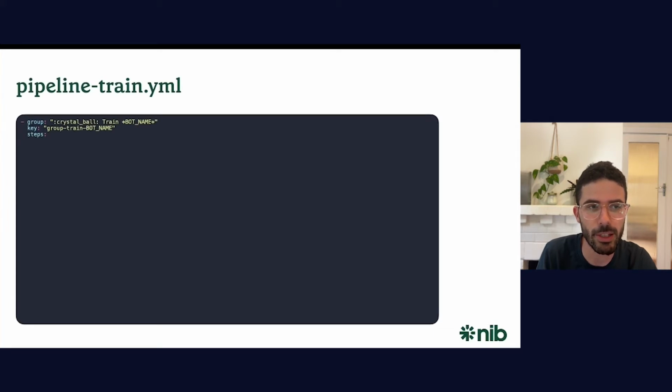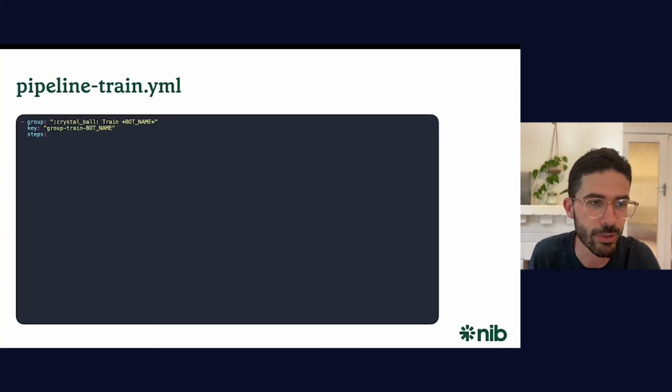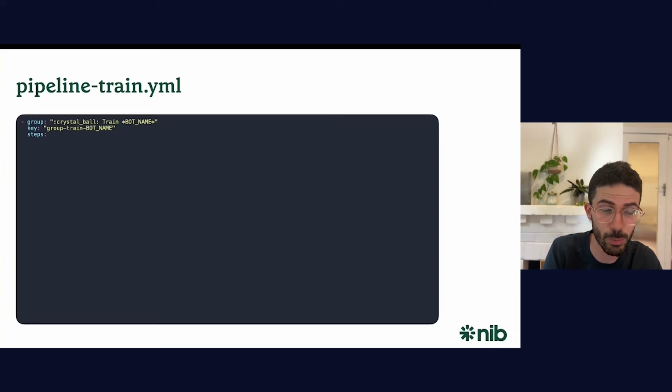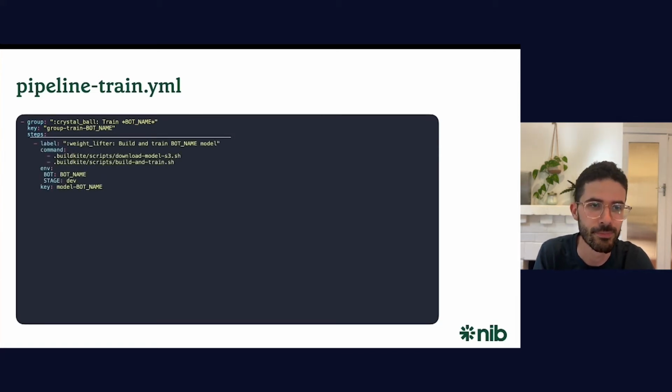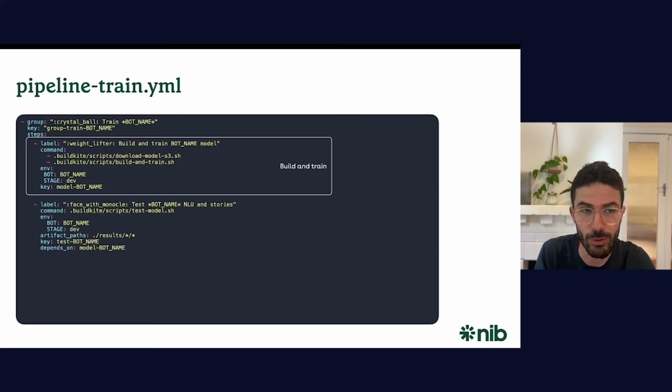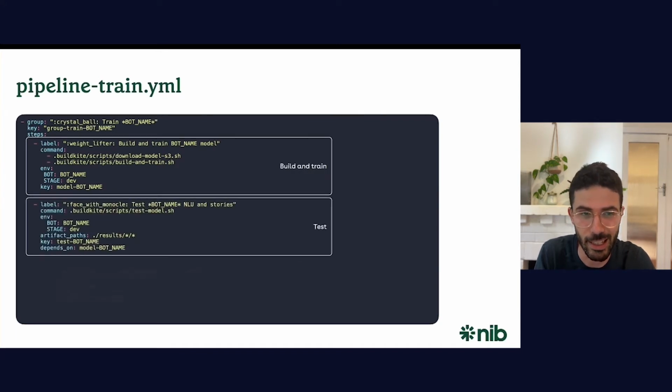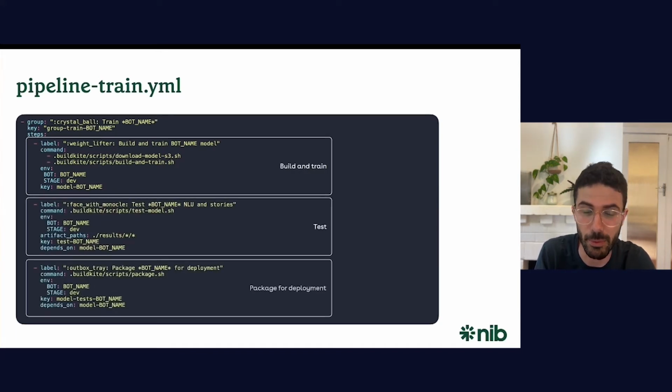So if we look at the pipeline train YAML file, you can see here, as we had in the previous slide, we had the bot name that was getting replaced. And as you can see here, the bot name would be, for example, train nibby sales. And then we have a group key, which is group train nibby sales. Now, inside the train YAML file, we have three key steps. We have a build and train step, a test step, and a package up for deployment step.